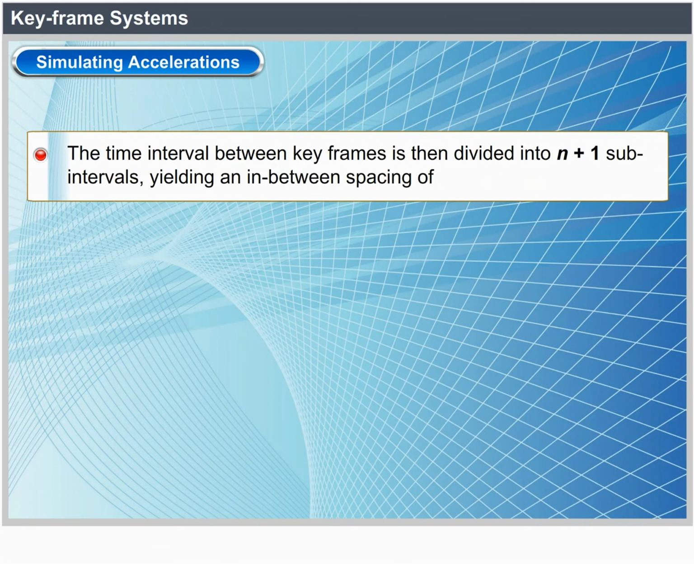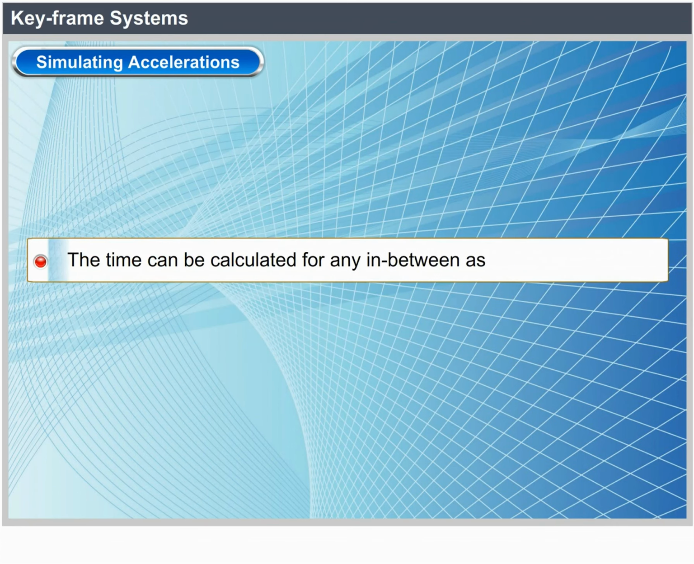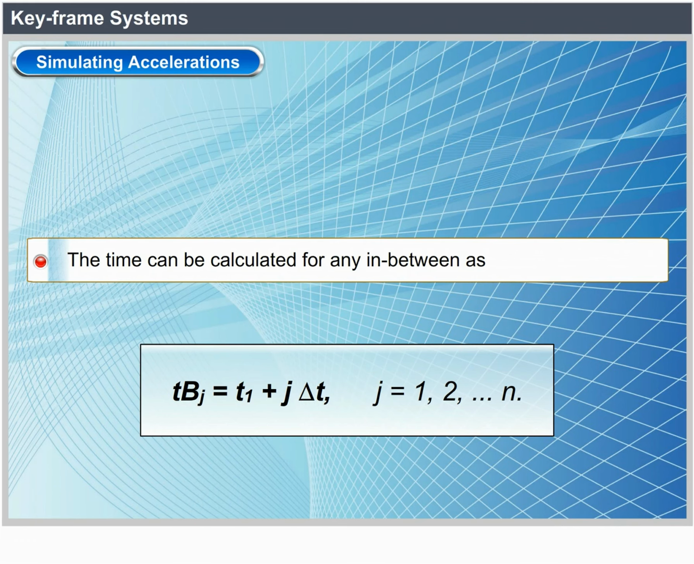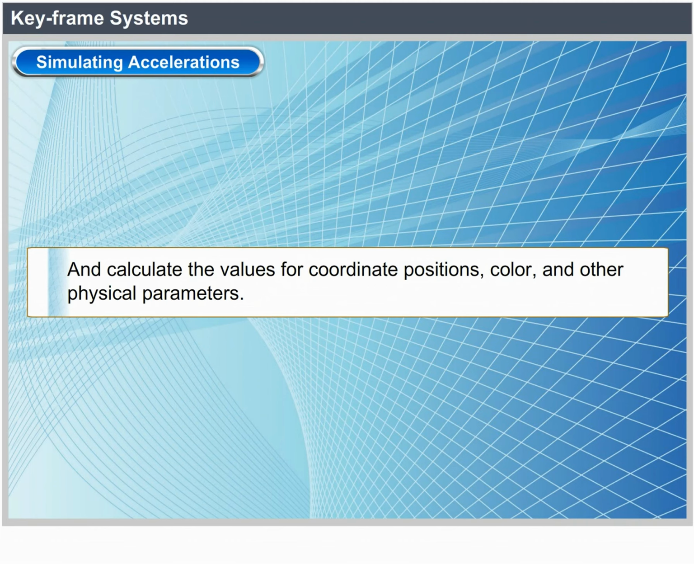The time interval between keyframes is then divided into n plus 1 subintervals, yielding an in-between spacing of delta t equals (t2 minus t1) over (n plus 1). We can calculate the time for any in-between as t_bj equals t1 plus j delta t, j equals 1, 2, and so on up to n, and determine the values for coordinate positions, color, and other physical parameters.